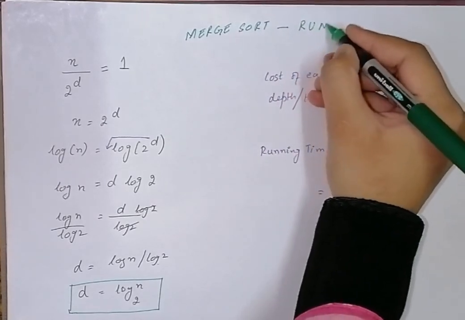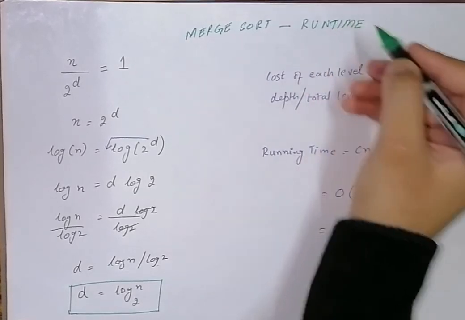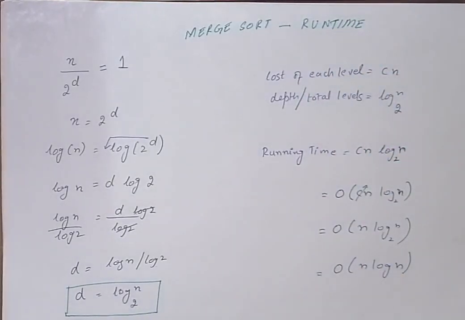or you can say the time complexity of merge sort algorithm. And as we have seen, this is one way using the trees method. There are other ways, you can try them as well.